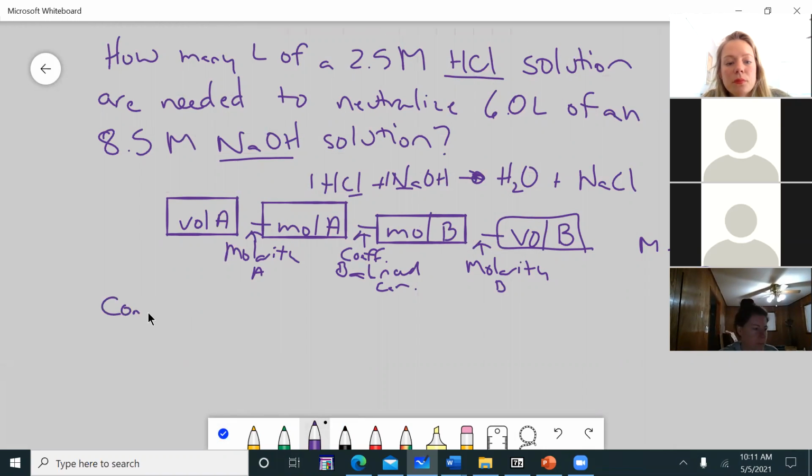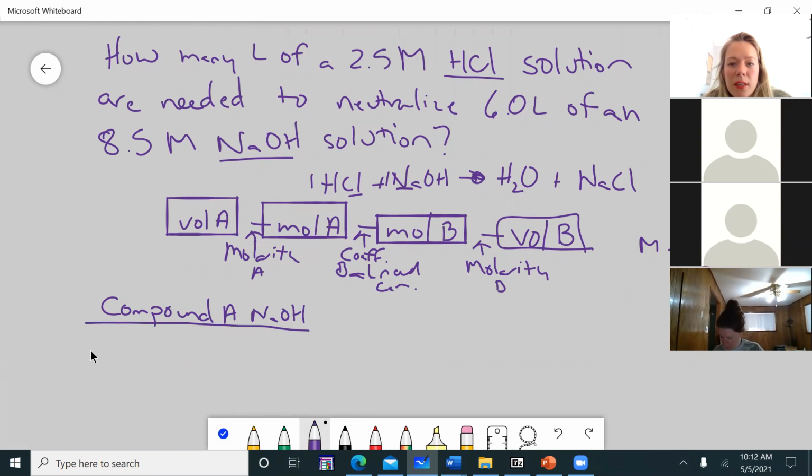So compound A is the thing we have more information on. In this case, it's the NaOH. What do I know about compound A? I know its volume. So the volume is 6.0 liters. And then the molarity is equal to 8.5 big M.